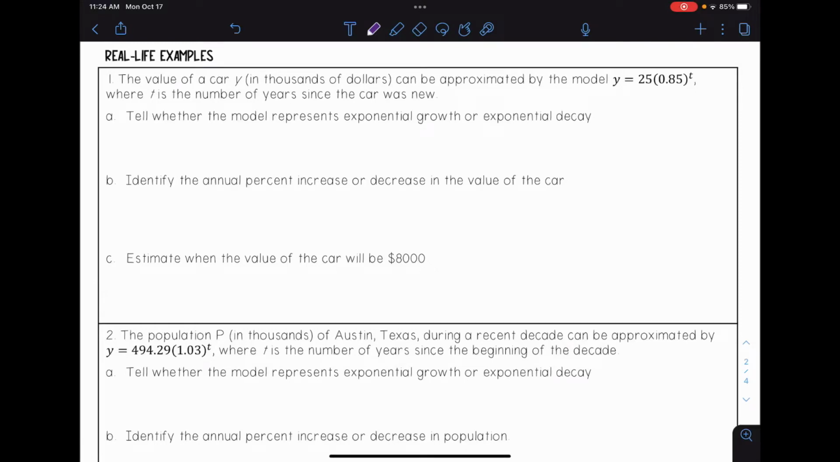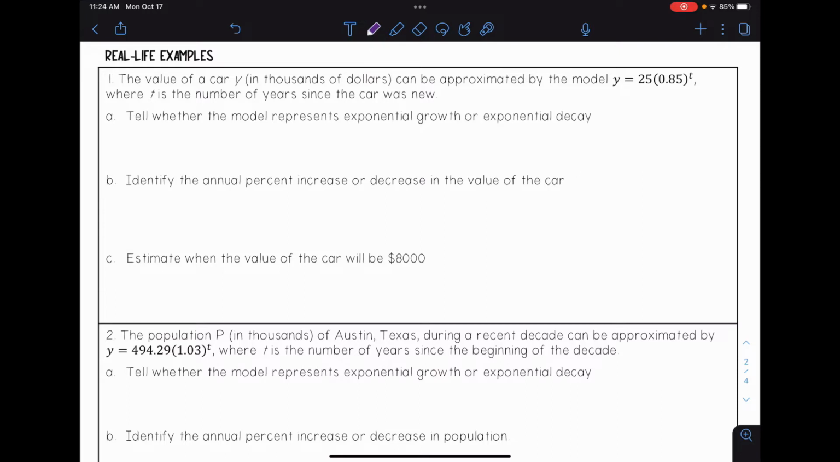For this video, we're going to be looking at some real-life examples of exponential growth and decay functions. Number one says the value of a car y in thousands of dollars can be approximated by the model y equals 25 times 0.85 raised to the t, where t is the number of years since the car was new. First, I want to tell whether the model represents exponential growth or exponential decay.